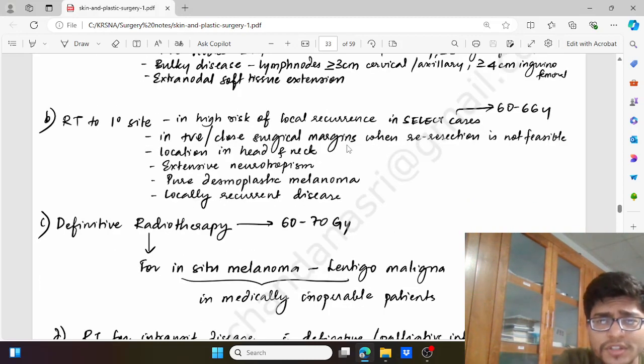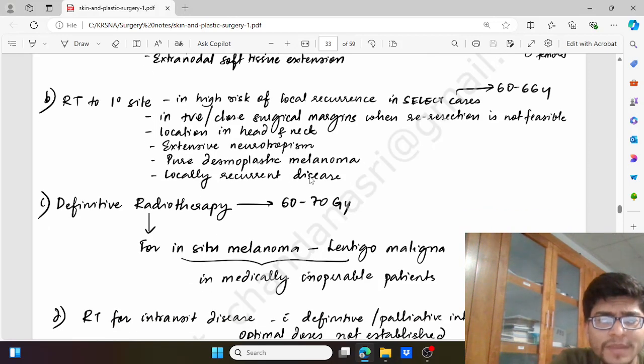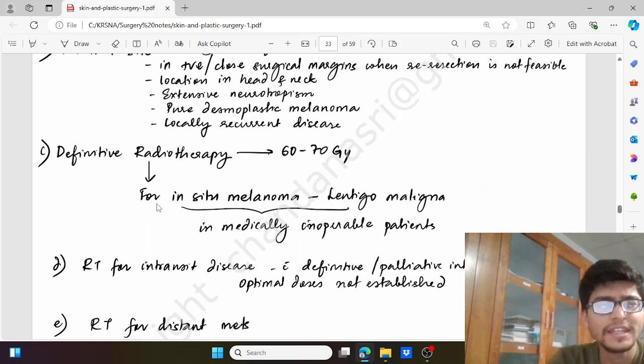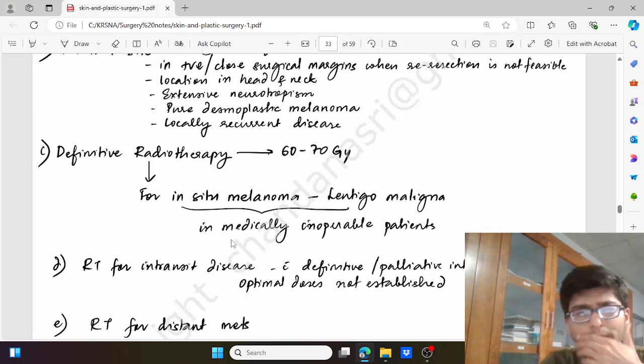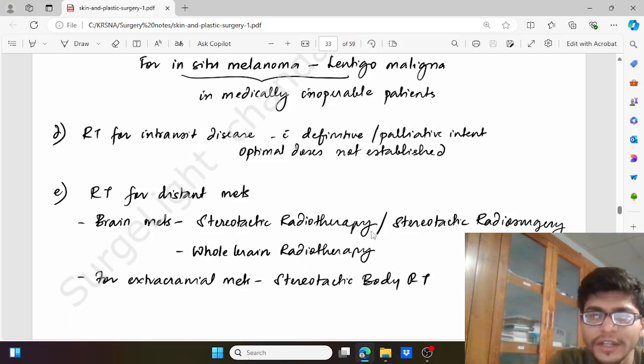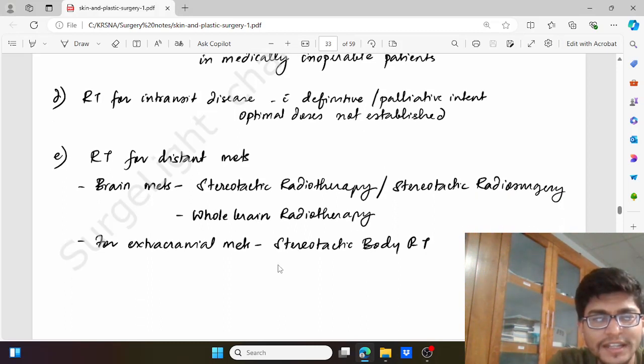So it is given in positive or close surgical margin when resection is not feasible, location in head and neck, extensive neurotropism, pure desmoplastic melanoma, locally recurrent disease, definitive radiotherapy of 60 to 70 gray for in situ melanoma or lentigo maligna in medically inoperable disease. So definitive radiotherapy can also be given since it is inoperable. And in-transit disease with definitive or palliative intent, then radiotherapy for distant mets, brain mets through stereotactic radiotherapy or radiosurgery, or whole brain radiotherapy, extracranial mets through stereotactic body radiotherapy.